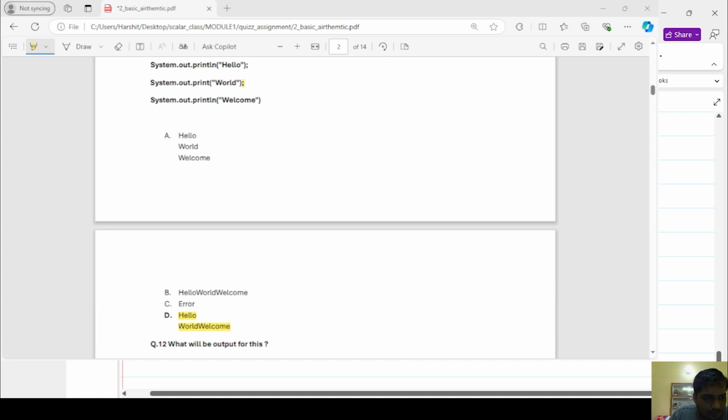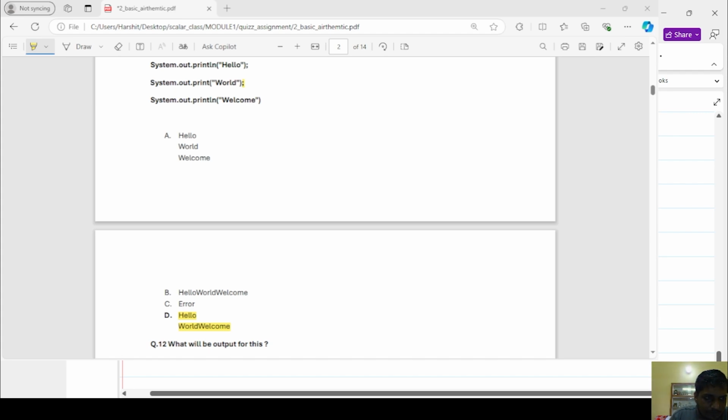First one: there are 4 basic operators in Java. They are addition, subtraction, multiplication and division.